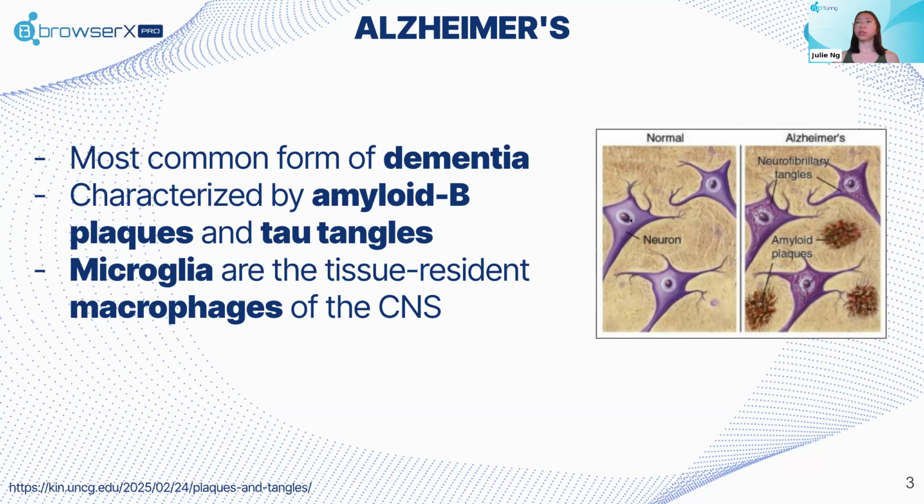Not only are the neurons the target for Alzheimer's disease, but microglia are also really important, because these are the tissue resident macrophages of the central nervous system.